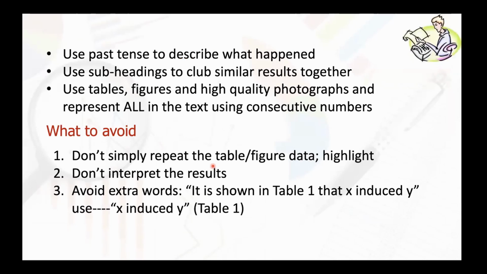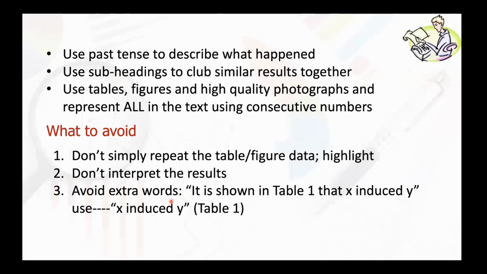Okay, and when you describe certain things or results, definitely past tense is required, especially when you describe what happened. Okay, and use subheadings and headings, and use tables and figures, everything. Okay, and then what to avoid? Don't simply repeat the table and figure data. Okay, and then don't interpret the results, because the results section is only to highlight what you observed. What was your result? You just say. The reasons for that, the interpretation for that, all should come in the discussion part. Okay, and then avoid extra words, which are not preferred by high quality journals.